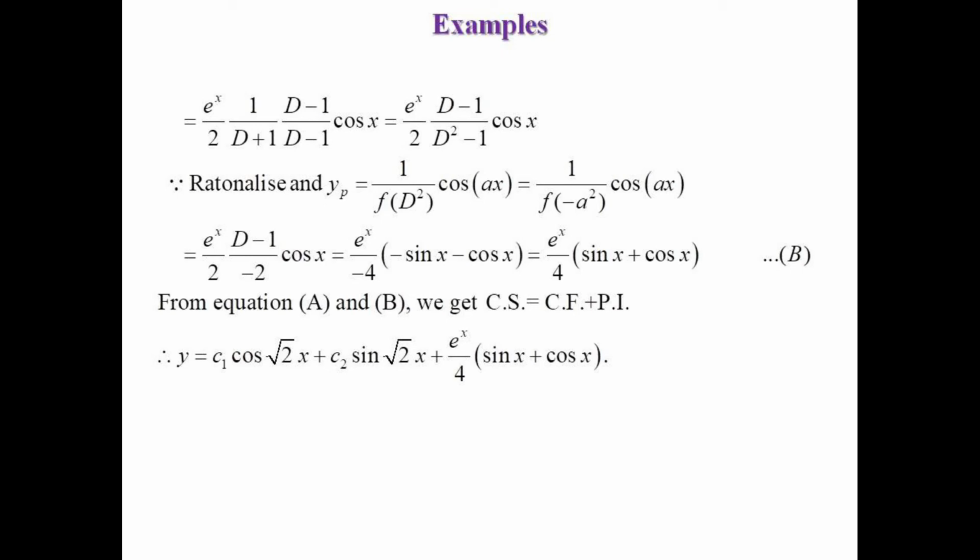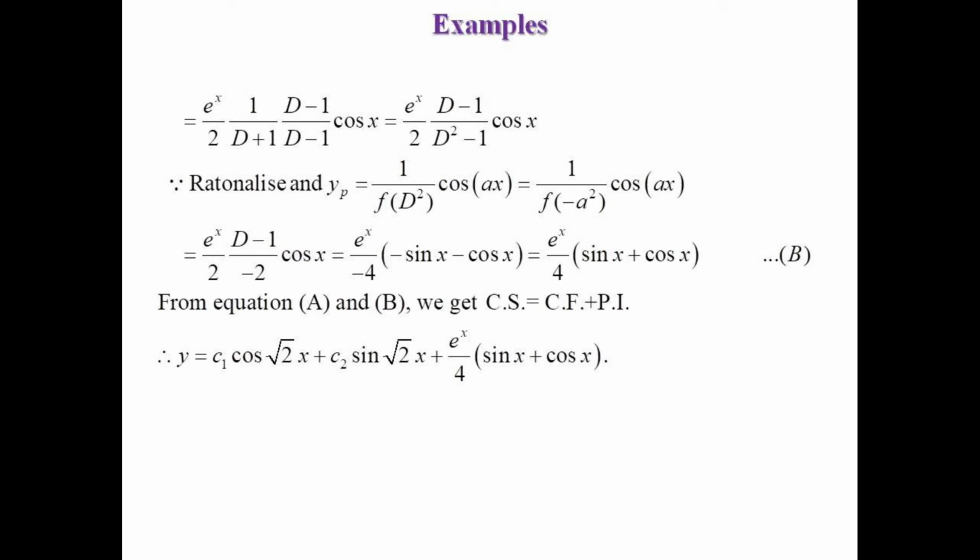So we can write this as e raised to x upon 2, 1 upon d plus 1. So multiply by d minus 1 upon d minus 1 into cos x, which is equal to e raised to x upon 2. So after rationalizing this term, we get numerator as d minus 1 and denominator directly, if we write the formula as a plus b and a minus b, which is a square minus b square. So we get this as d square minus 1 into cos x. So we get this result because of the rationalization.